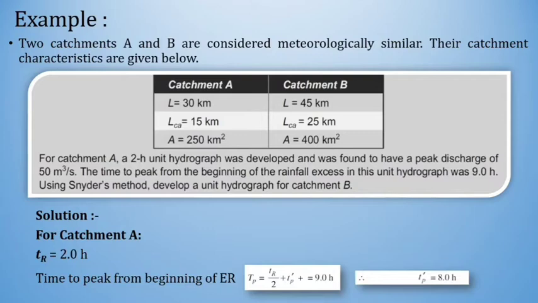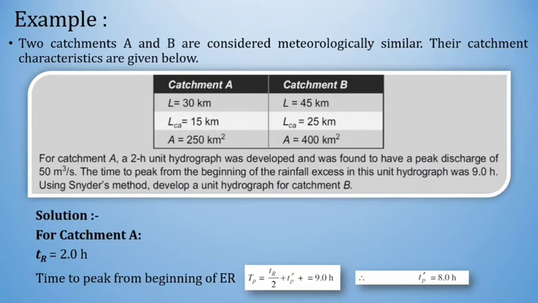So in the table you can see there is a catchment A and catchment B. As usual in the numerical, the values of lengths L, L_CA and the areas of both the catchments are given. For the catchment A, a 2-hour unit hydrograph was developed and was found to have a peak discharge Q_P of 50 meter cube per second. The time to peak from the beginning of the rainfall excess in this unit hydrograph was 9 hours, that is capital T_P, total time from the beginning up to the peak. Using Snyder's method, develop a unit hydrograph for the catchment B.